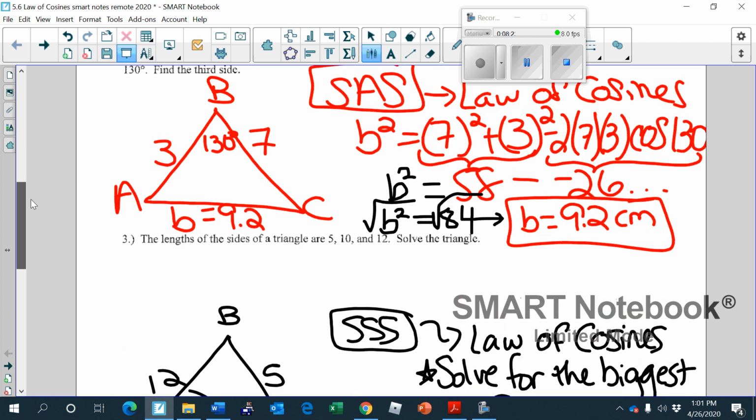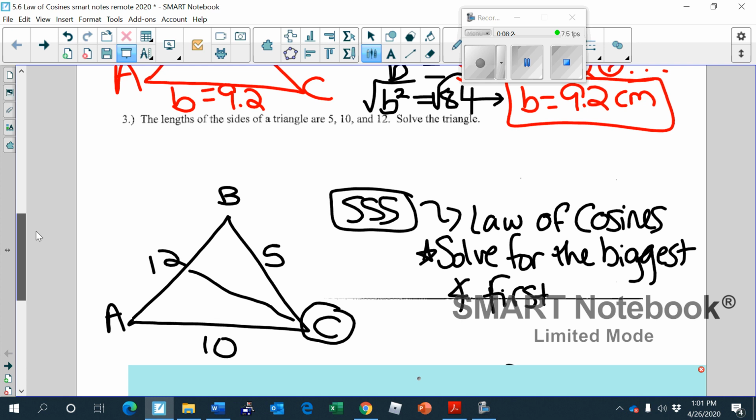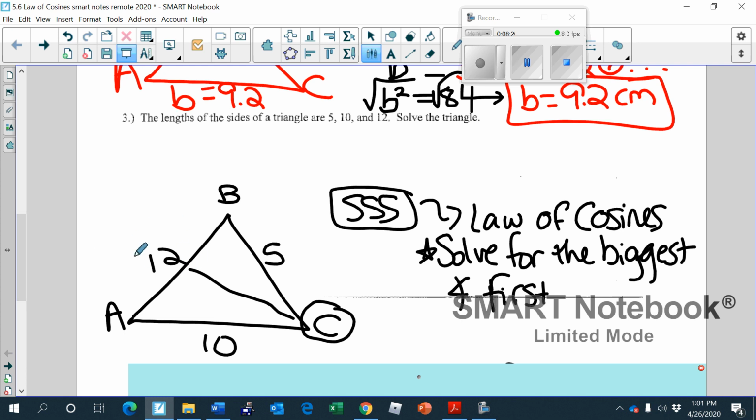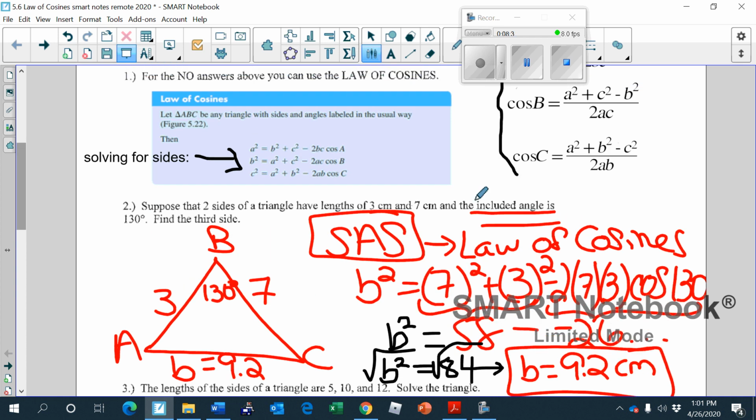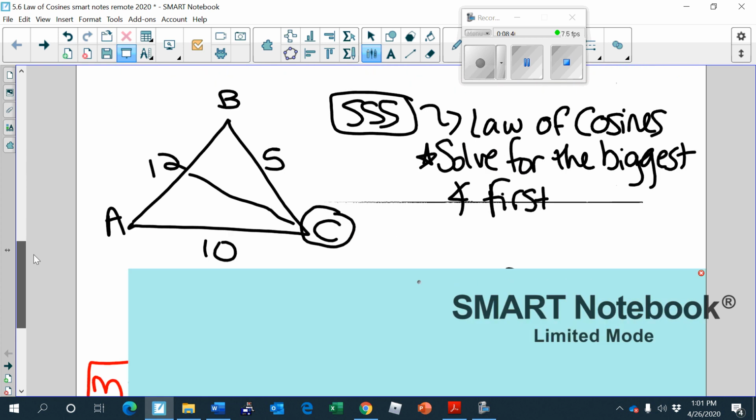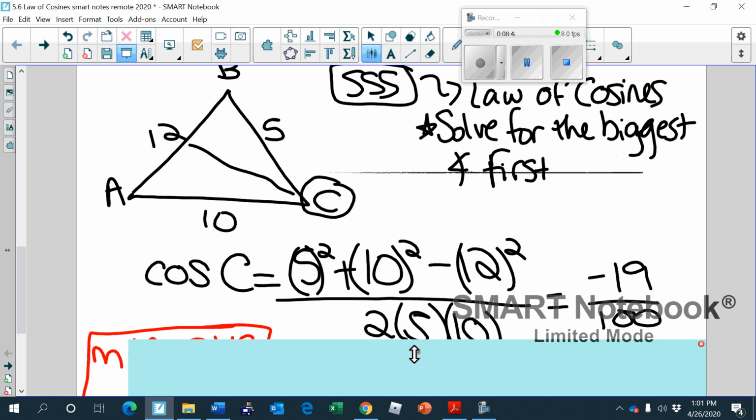Here we go. Okay, so there's my side. I'm trying to solve for angle C, so I'm going to use this formula right here. You're plugging in side A, side B, and side C, dividing it by 2 times side A times side B. All right, let's take a look. If you need to pause it at all just to see what I'm saying, please do.